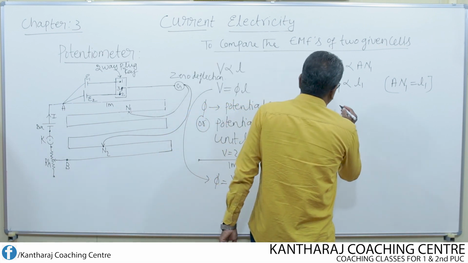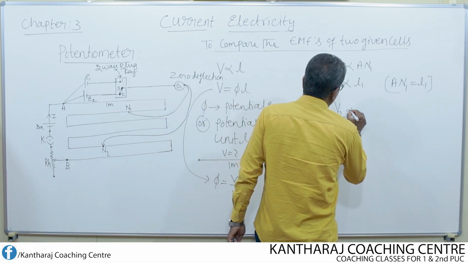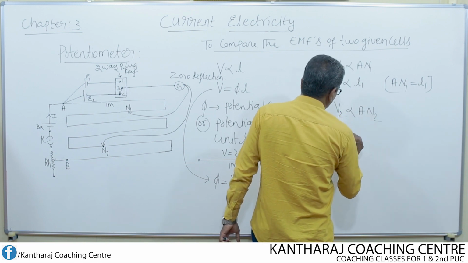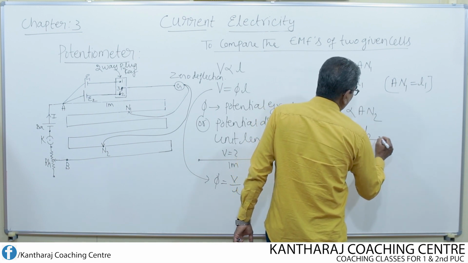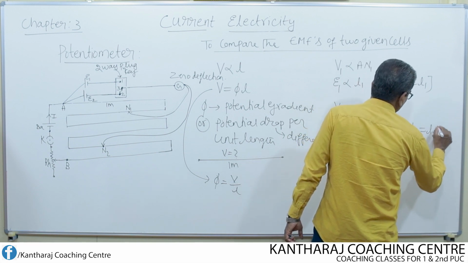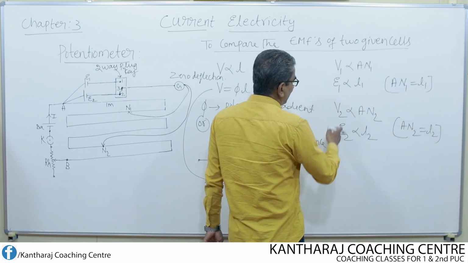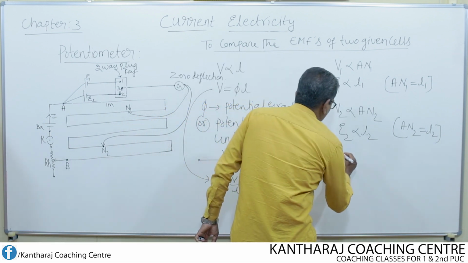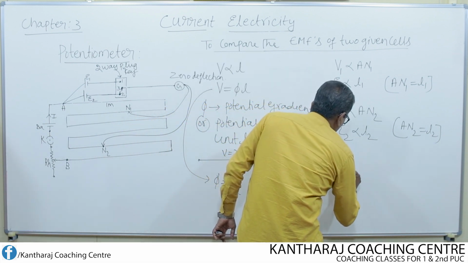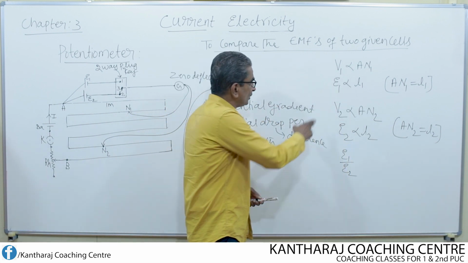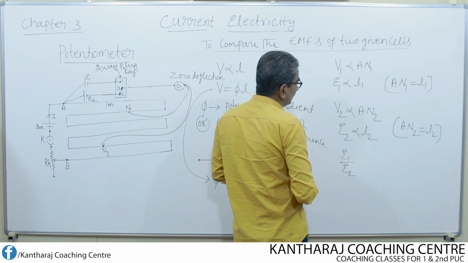So I can write now, with respect to the second cell, E2 is proportional to L2, because AN2 is equal to L2. Now compare the EMFs of the two cells. How do you compare? Just divide E1 by E2. This is the comparison. Comparison means the ratio of EMF of two cells.